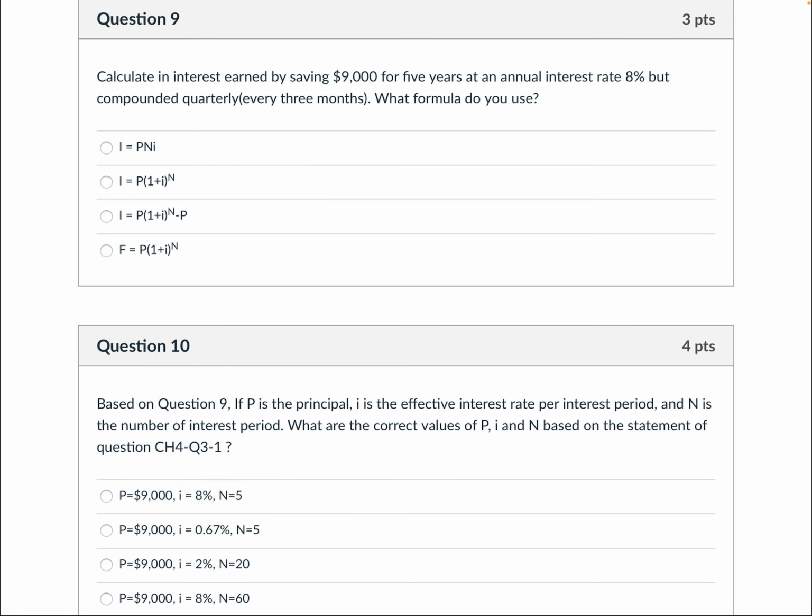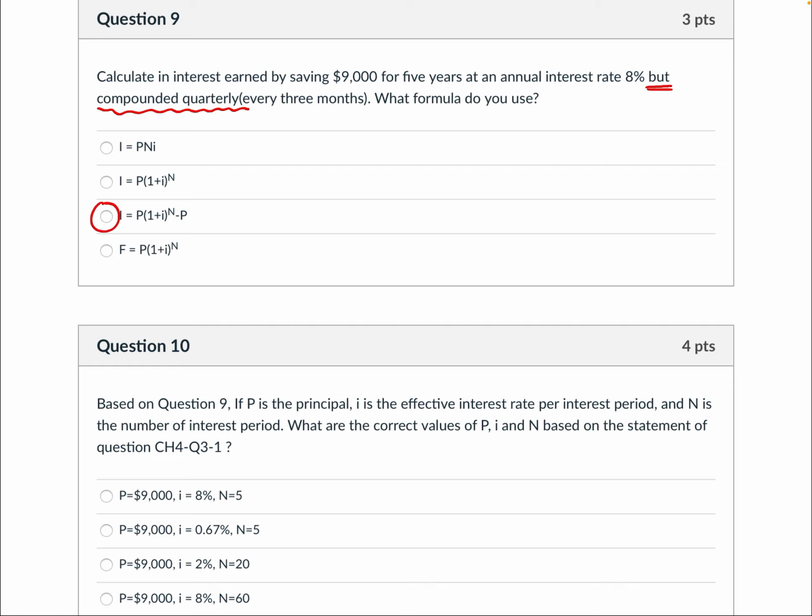Okay, now there is a new question. Calculate the interest earned by saving 9,000 for 5 years at an annual interest rate of 8%. Exactly the same as the previous questions, right? But it's compounded quarterly, so every 3 months. Okay, so what formula do you use? Still, this is a compounding interest problem, so the formula is the same.